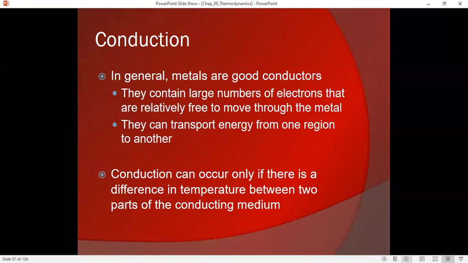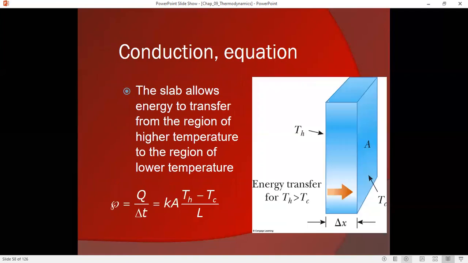Now, poor conductors tend to be materials where there's not many molecules in them to conduct the energy, and also there are no free electrons that can conduct the electricity.